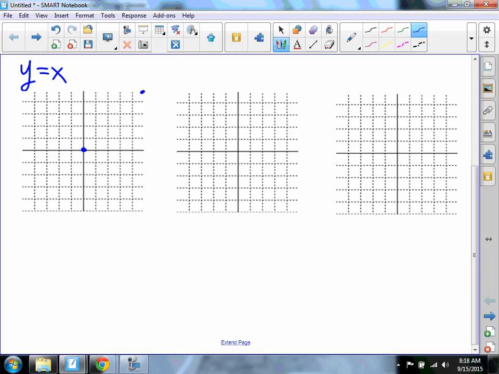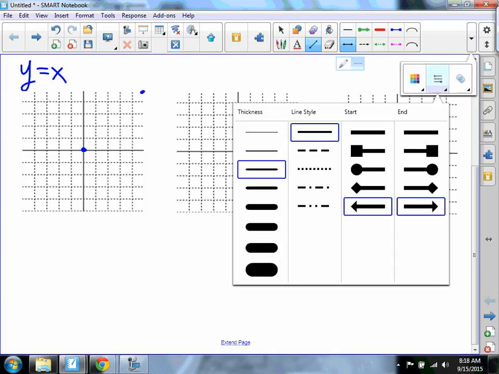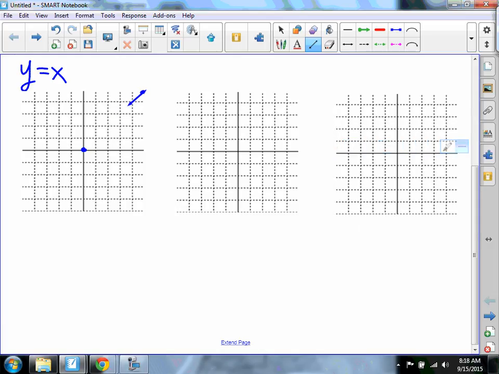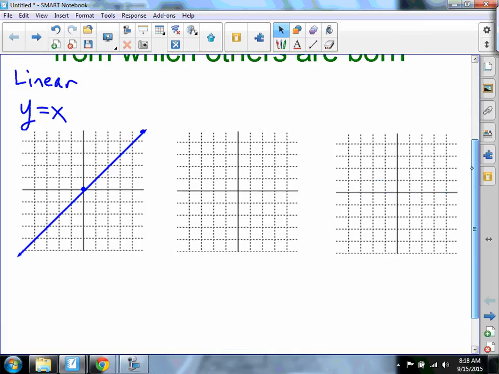I did mention that this is linear, and we only need 2 points to make a line. You learned that in the first week of geometry, right? You should have. So technically, I can go ahead and sketch this in with my line. I'll go ahead and make it blue. So y equals x. That is the parent linear function.